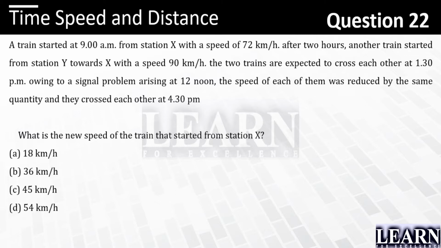Owing to a signal problem arising at 12 noon, the speed of each of them was reduced by the same quantity, and they crossed each other at 4:30 p.m. What is the new speed of the train that started from X? What is the new speed? That is nothing but the reduced speed they are asking.